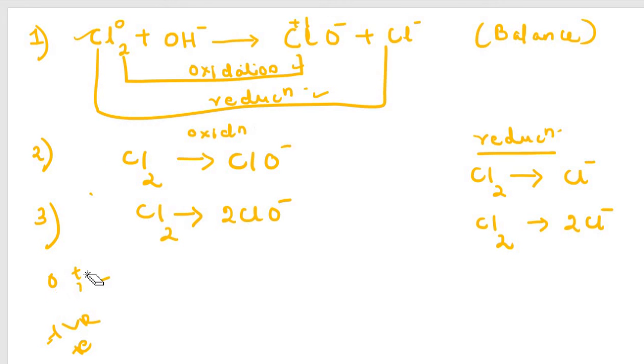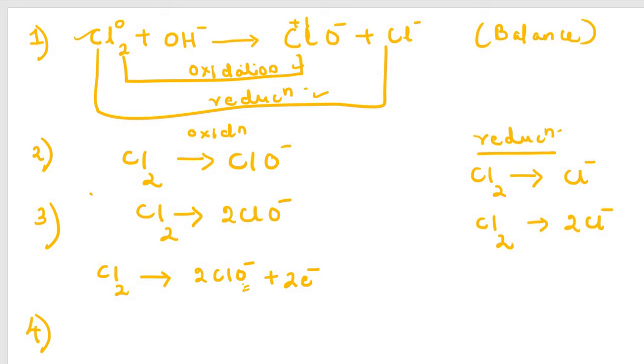So in this case, we have to first balance the electrons. Thus we can write Cl2 gives 2ClO minus plus 2 electrons. Here 2 electrons are there, and here oxidation is taking place. Now we have to move on to our fourth step. What is our fourth step? We have to balance the oxygen.